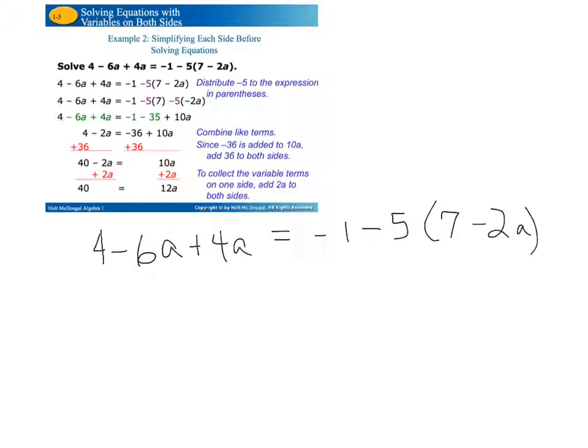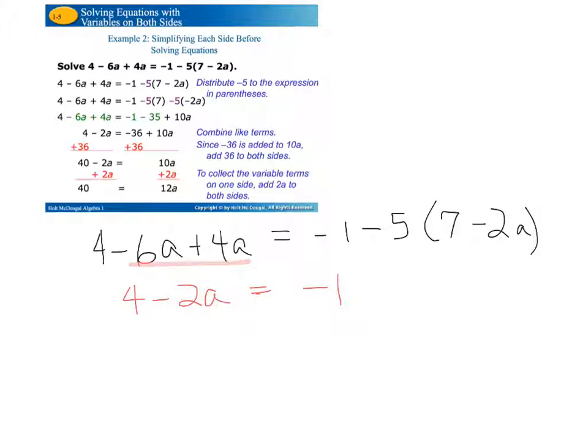On the left side, what should we do first? Good. I'm going to combine my like terms, which happen to be the -6a and the +4a. When I combine those variables, what do I get? Good. So 4 minus 2a, because it's a -2a. Now, over here on the right side, I'm going to drop down my -1. Okay? I need to apply the distributive property here. And I need to be careful with my signs. Remember, take your time, watch your signs.